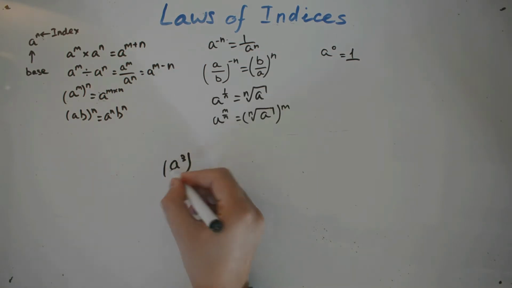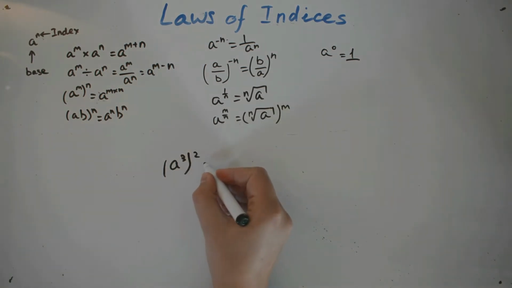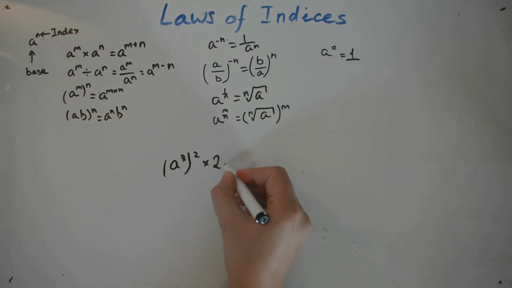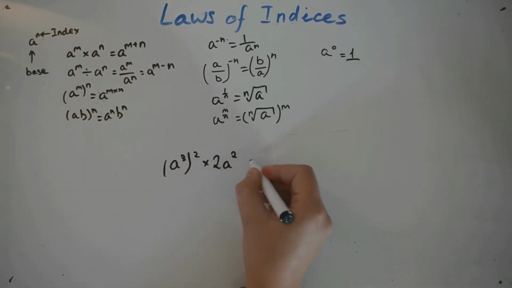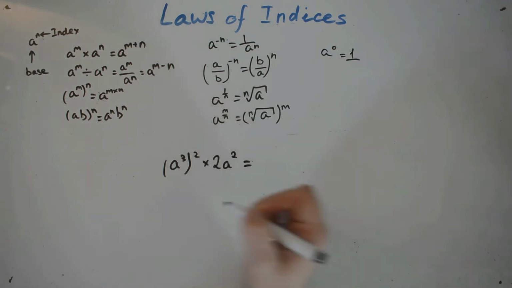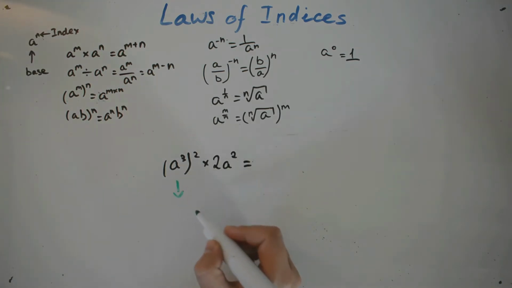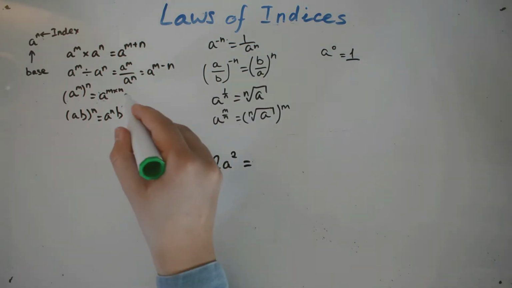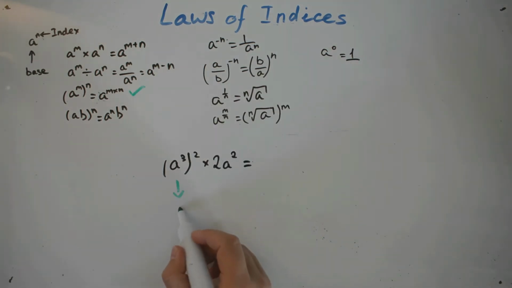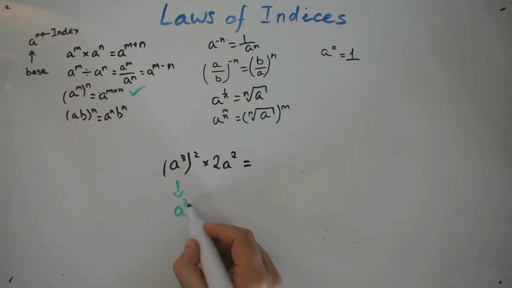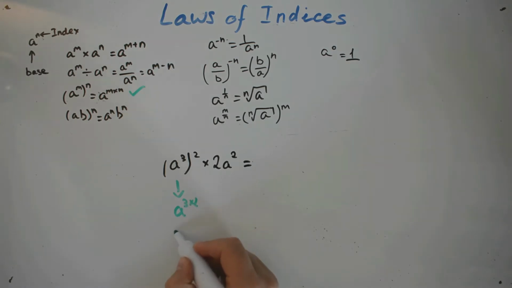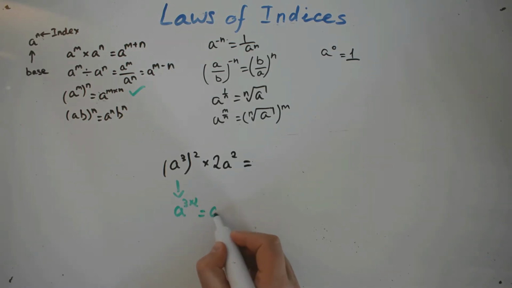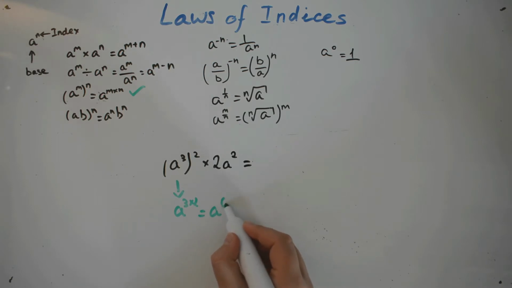So the first example we have is a to the power of 3, all to the power of 2, and we will times it by 2a squared, and it equals... In the green color I'll be writing what I'm thinking in my head. Okay, so the first part we're going to use this rule. We have a to the power of 3, and we will times the powers 3 by 2, just like in the rule, so it will become a to the power of 6.